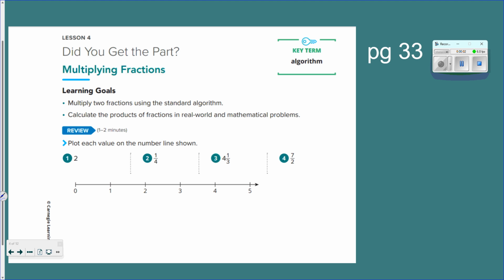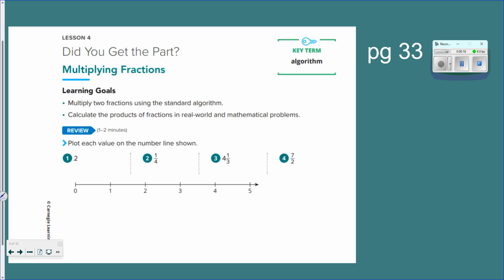All right, guys, we are moving on from LCM and GCF. We are moving into fraction operations. Today, we are starting with fraction multiplication. It is something you should have learned in 5th grade, but we're going to go more in depth with it.